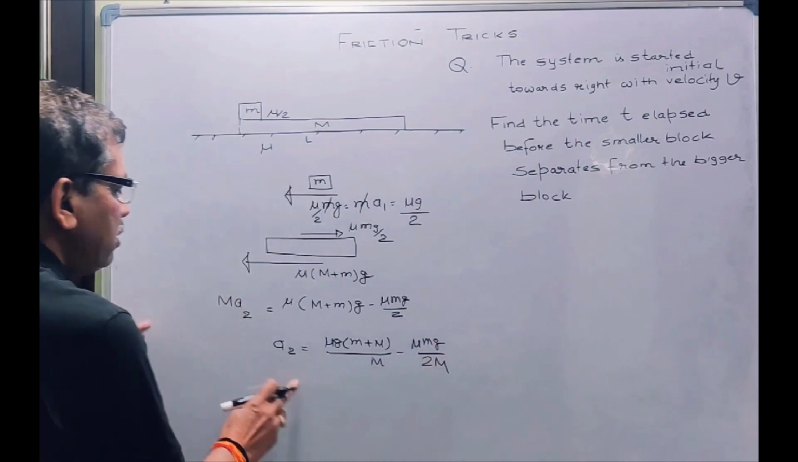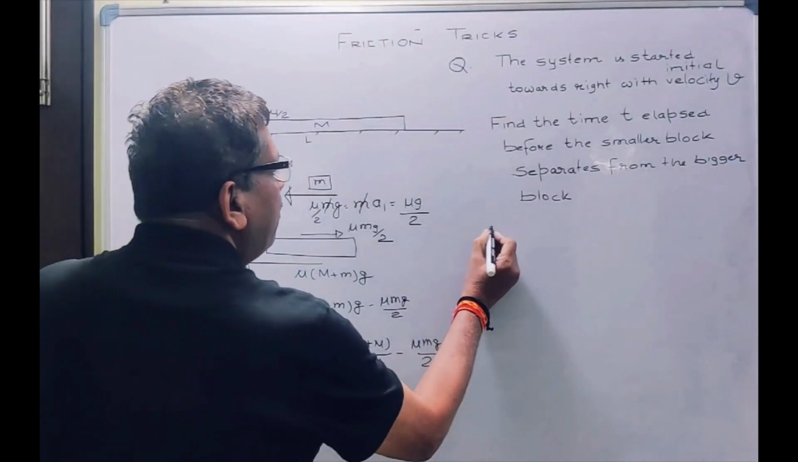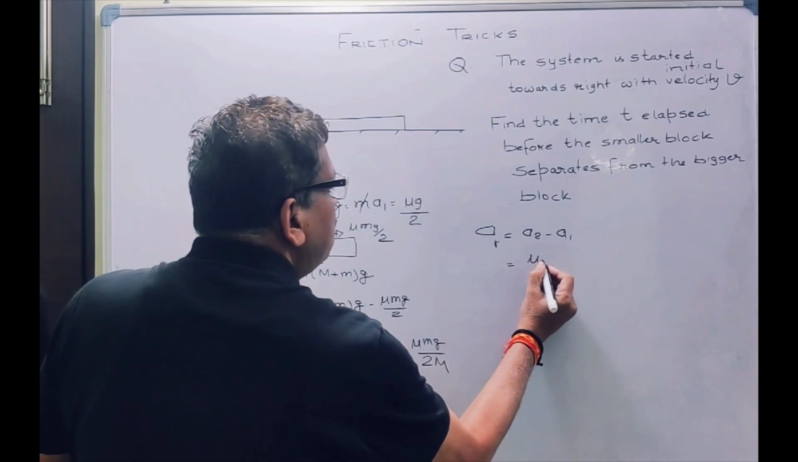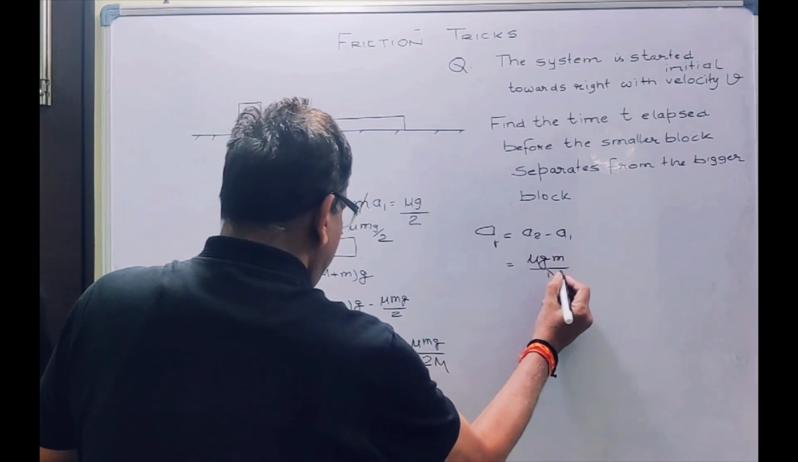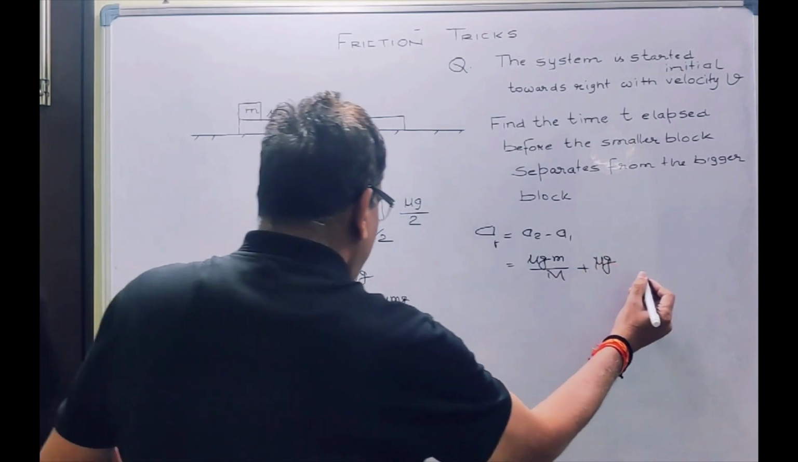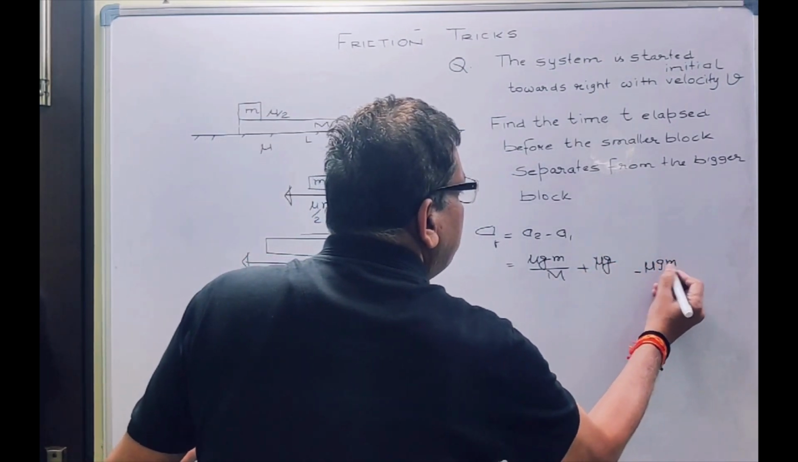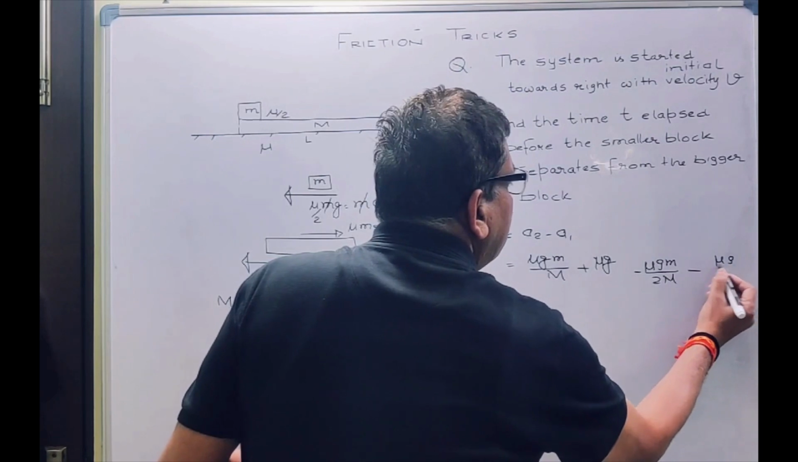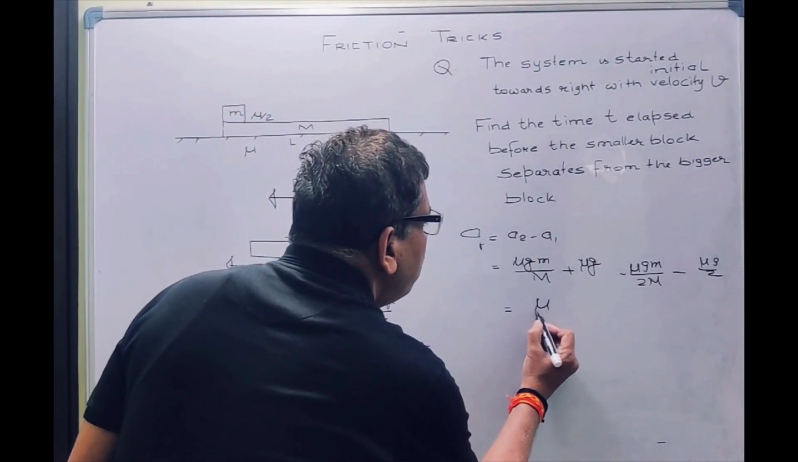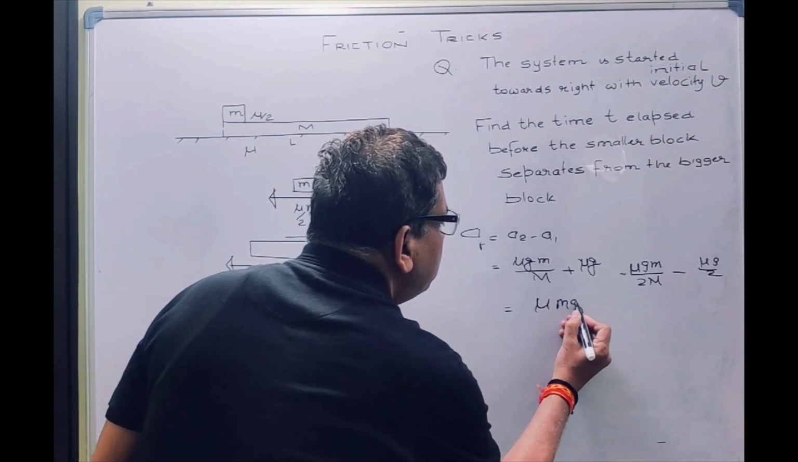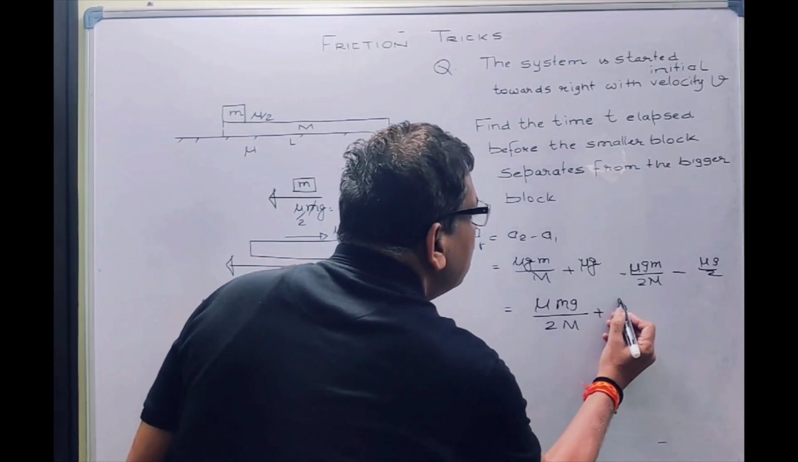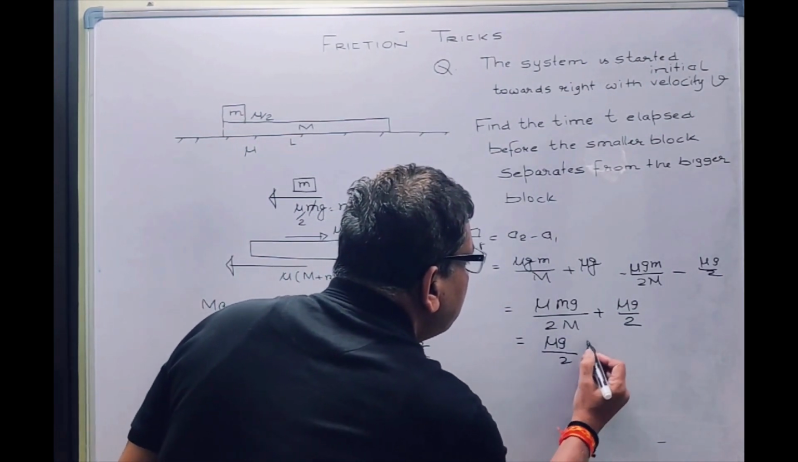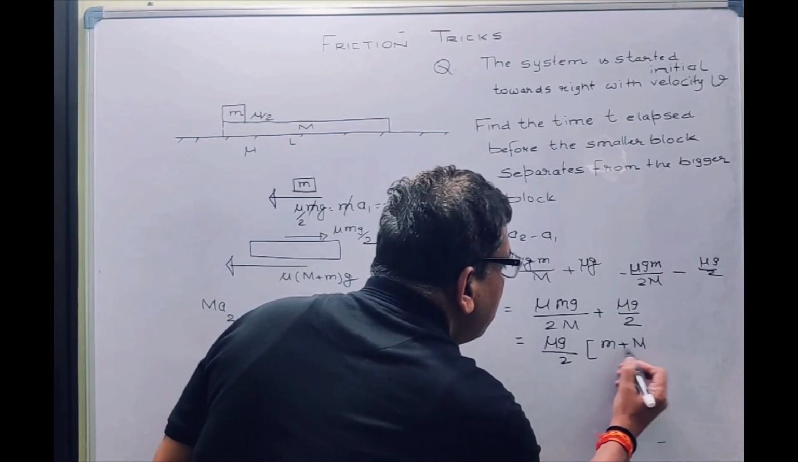Now obviously this acceleration will be more, so I can find out the relative acceleration aR as equal to a2 minus a1, and that can be written as mu g (M plus m) by M minus mu mg by 2M, and then minus a1, which is mu g by 2. So this expression becomes mu mg by 2M plus mu g by 2. I can take mu g by 2 common, and this comes (M plus m) by M.